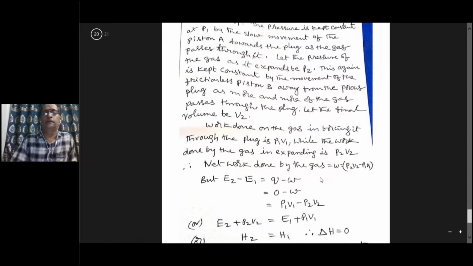So the net work done by the gas will become P2V2 minus P1V1. But E2 minus E1 is equal to Q minus W according to first law of thermodynamics. But here Q becomes 0 because the expansion is taking place at adiabatic conditions. Therefore, E2 minus E1 is equal to minus W, which is equal to P1V1 minus P2V2. Rearranging the terms, we will get E2 + P2V2 = E1 + P1V1.